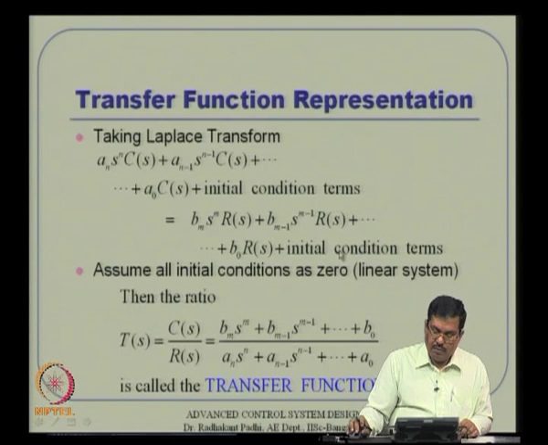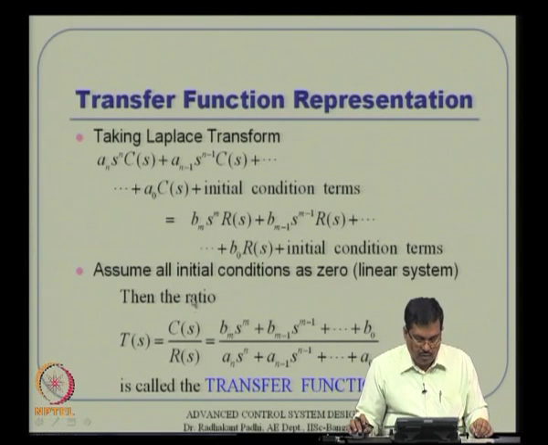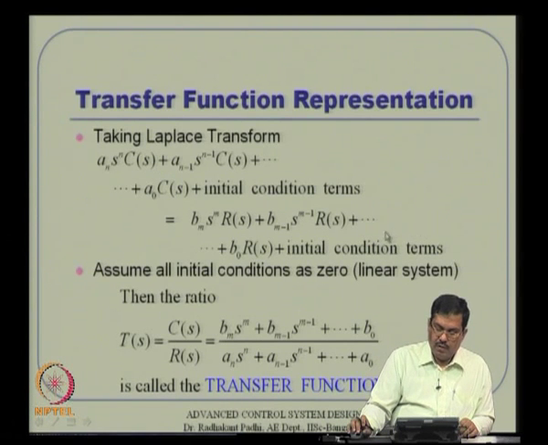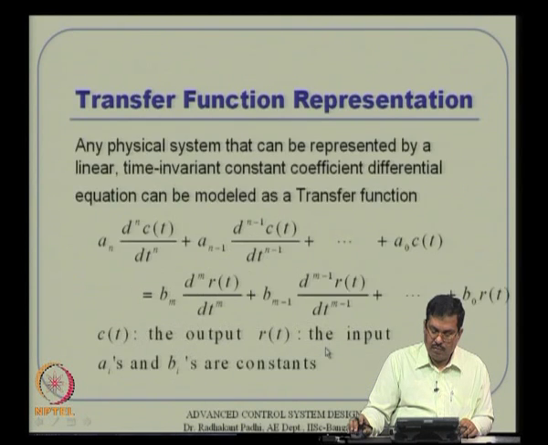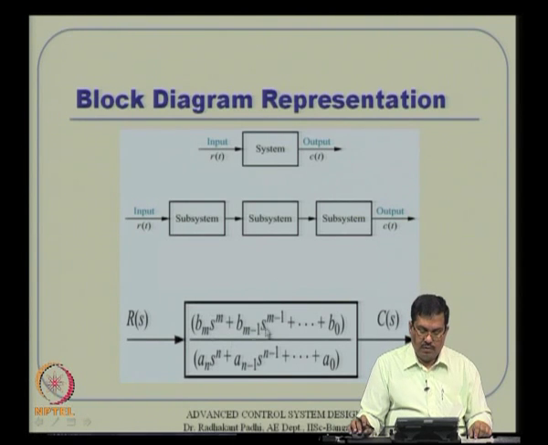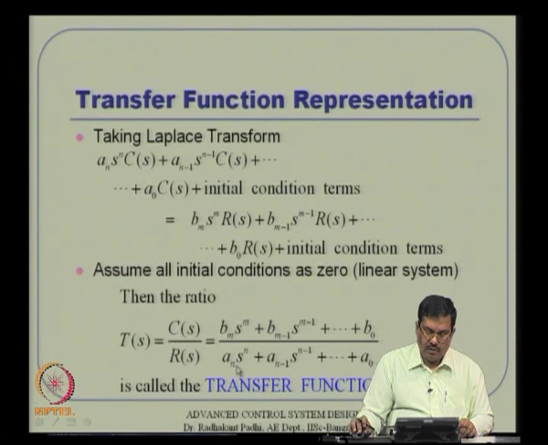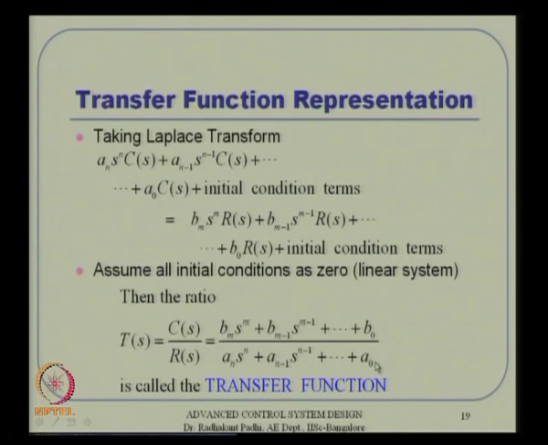So, for the ratio term, once you take the initial conditions as 0, you can take C of s as common from the left hand side and R of s as common from the right hand side. Once you take them common from both sides, you can talk about C of s by R of s. It will pop up as this kind of polynomial, and that is what we showed here. This is what is called the transfer function in general.